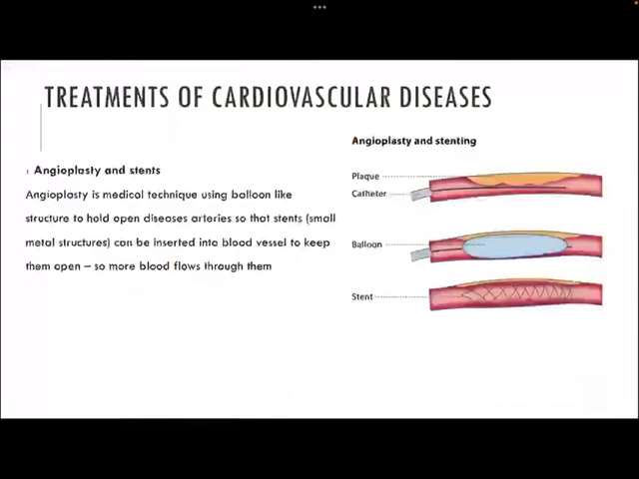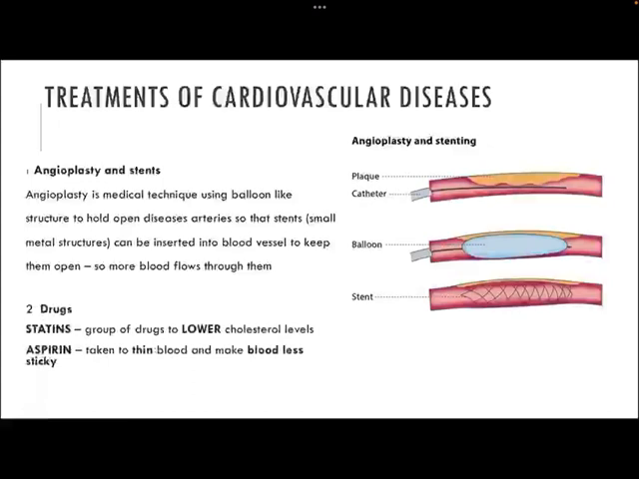To treat cardiovascular diseases, the first one is angioplasty and stents. Angioplasty is a medical technique that uses a balloon-like structure to hold open diseased arteries so that the stents, which are wire meshes, can be inserted into the blood vessel to keep them open. Once this is done, then the artery is widened and more blood can flow through them.